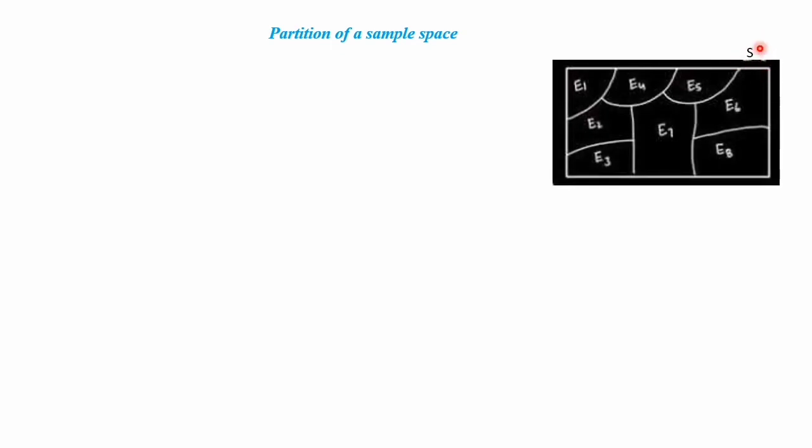Before discussing Bayes theorem, let's discuss partition of a sample space. Consider a sample space S. It is subdivided into different events E1, E2, E3, etc., En, and simply you cannot partition S as E1, E2, E3, etc. These events should follow some criteria. A set of events E1, E2, etc.